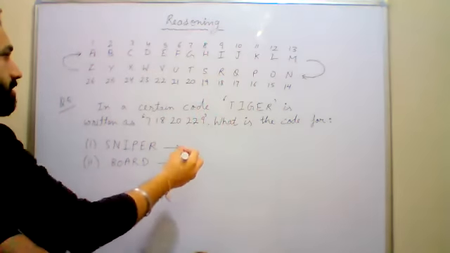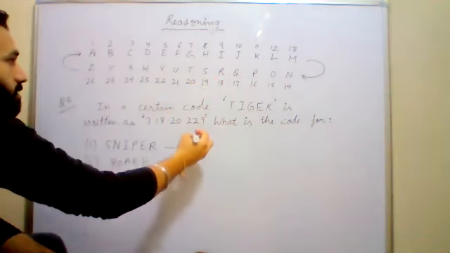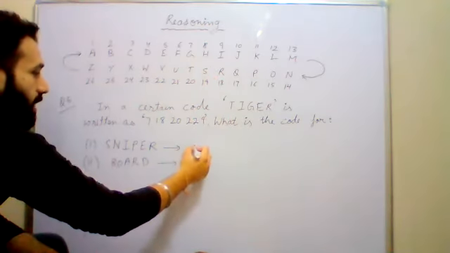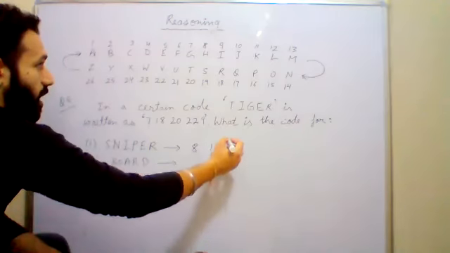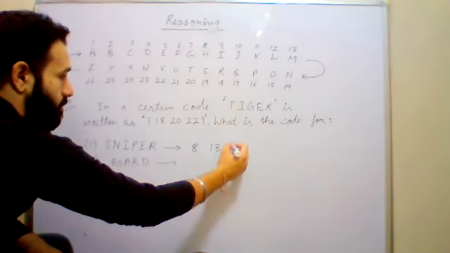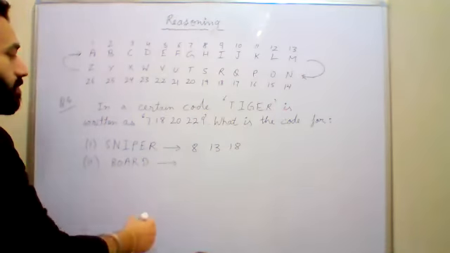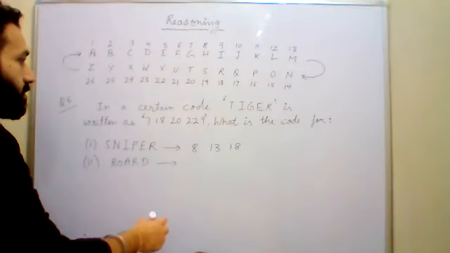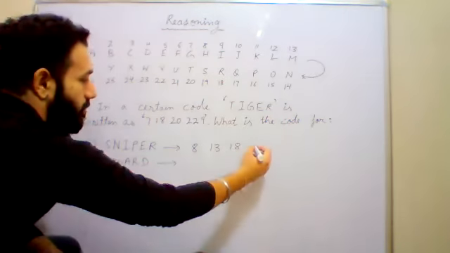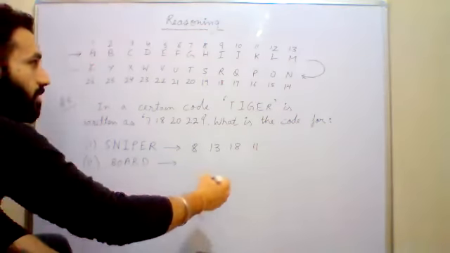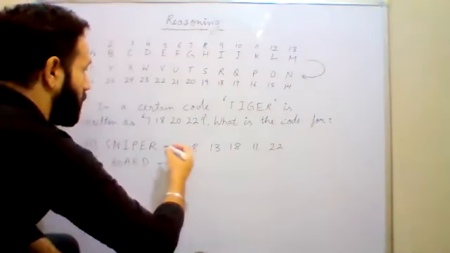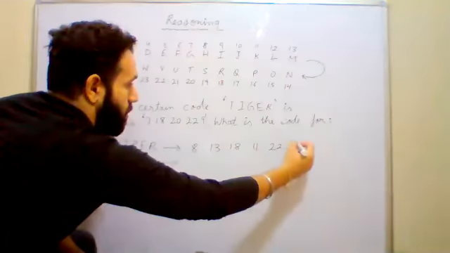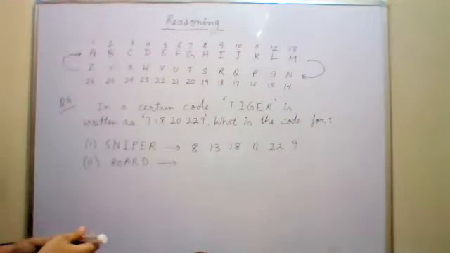Can you now tell me the answer? S, what is the letter for S? Eight. What is the number for S? 13. Then 13, 20, I 18, P will be 11, E will be 22, and R will be 9. So this is the code for sniper. 8, 13, 18, 11, 22, 9.